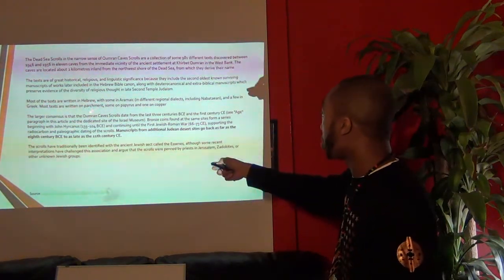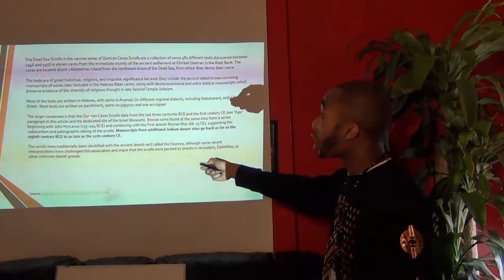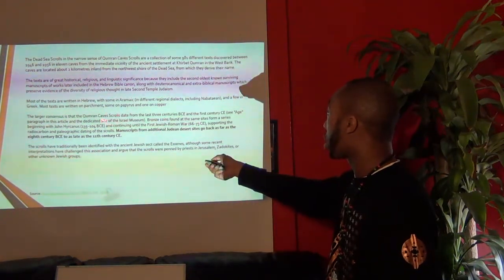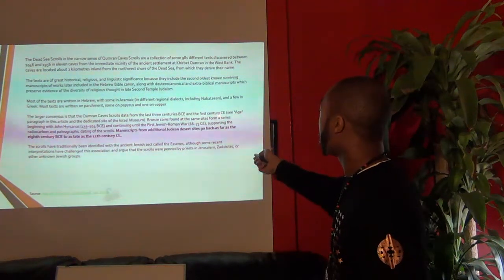Most of the texts are written in Hebrew, with some in Aramaic, and a few in Greek. Most texts are written on parchment, some on papyrus, and one on copper. All right? The large consensus is that the Qumran cave scrolls date from the last 3 centuries BCE and the 1st century CE.